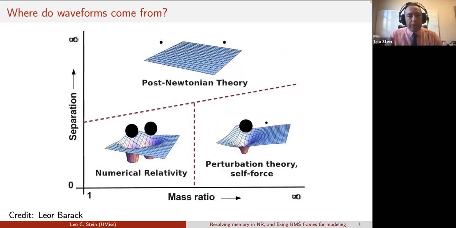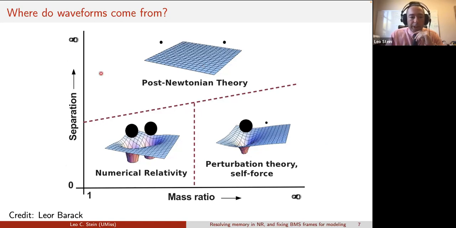There's this whole industry of predicting the gravitational waveforms from black holes crashing into each other, or inspiraling and then merging. So there's this cartoon from Leo Barack of the parameter space, with mass ratio on the horizontal and separation between the two black holes on the vertical. And of course, there are also spins, but that doesn't really affect which of these different techniques we use to model the waveforms that we get from binary black holes.